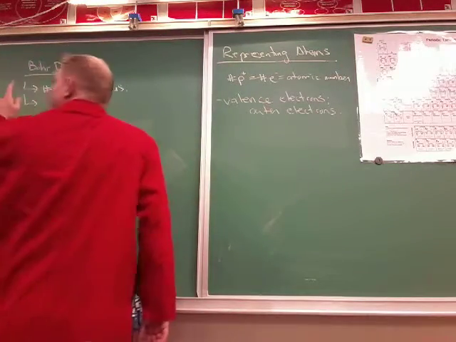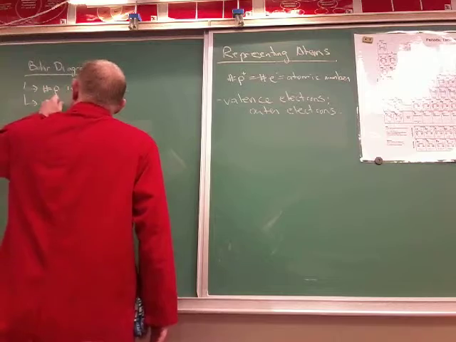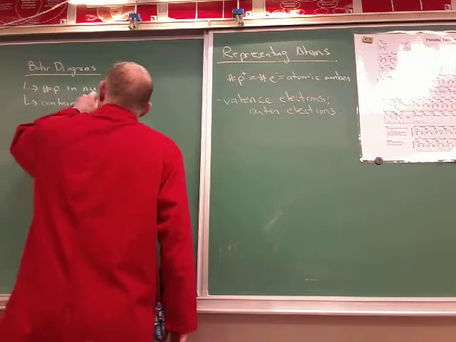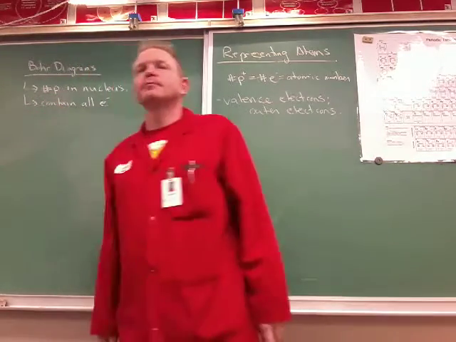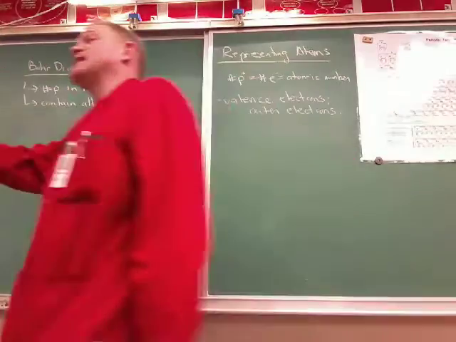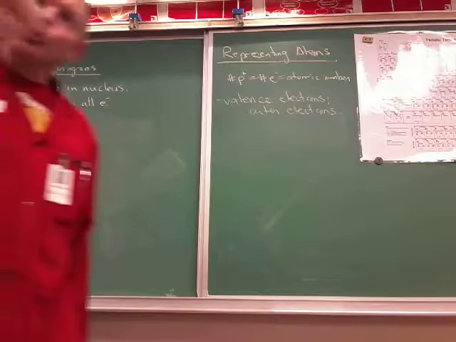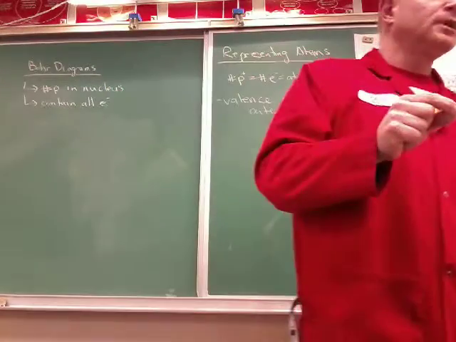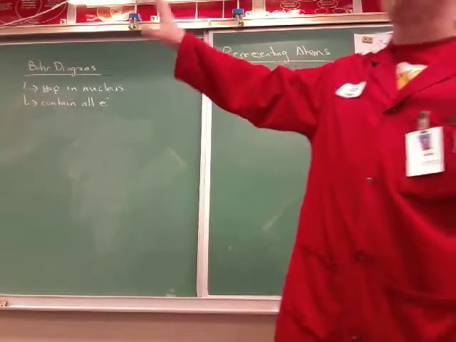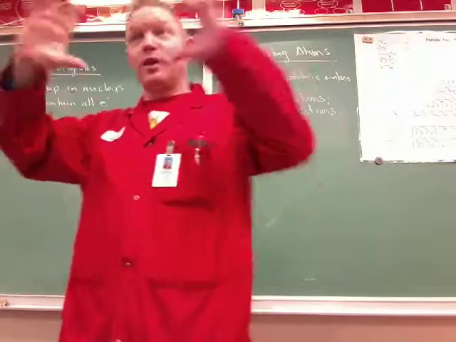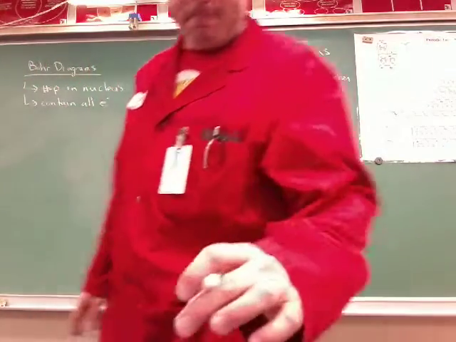Bohr diagrams also contain all the electrons. We're going to finish the lesson talking about Lewis diagrams, which only contain the outer electrons as dots, all right? Bohr diagrams are the ones that have all the electrons with all the rings, all right?